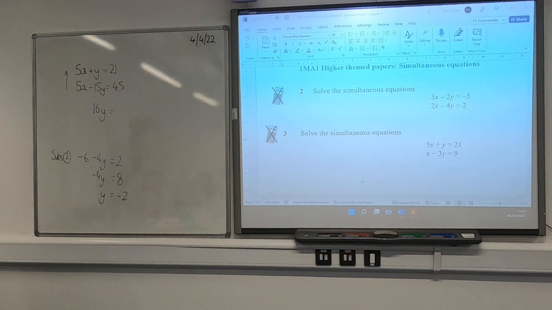Can you do the arrow the other way? Wait, no. Yeah, no, I'm just checking I've multiplied by the right. Yeah, you can do that. So from 45 to 21, I've got 24 smaller. That's not very nice, is it? So y is 1.5 or 3 over 2.